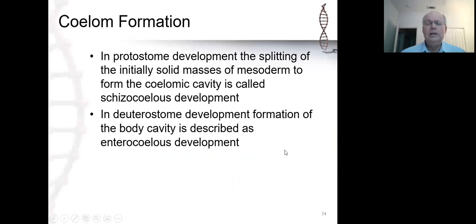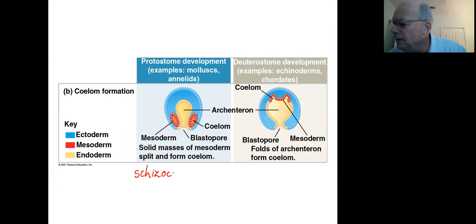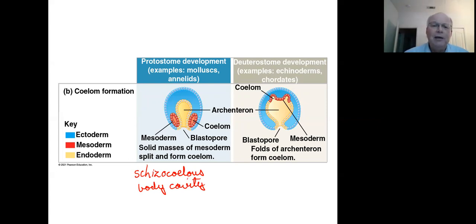Then in the situations where a body cavity does exist, a coelom, a true body cavity, in protostomes, the body cavity formed as a result of a splitting of the mesoderm, and this is referred to as a schizocoelous body cavity. It's a consequence. Schizo means splitting. So you have a splitting of the mesoderm to give rise to the cavity that will become the body cavity.